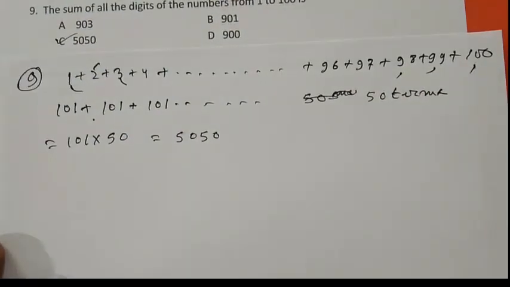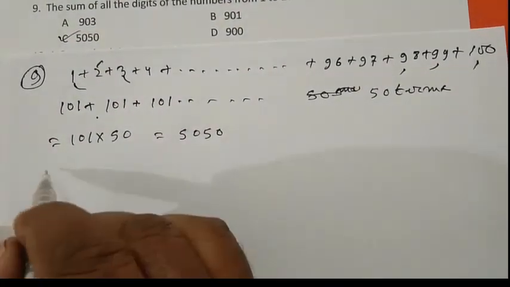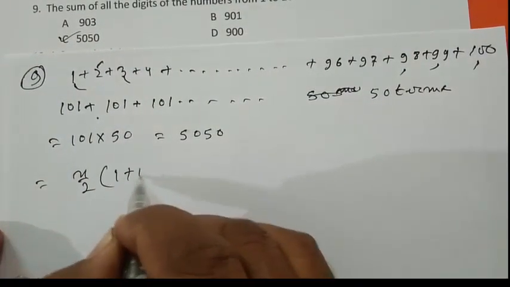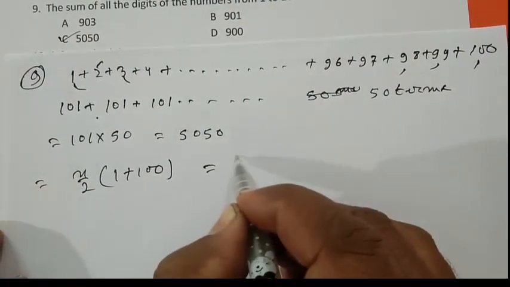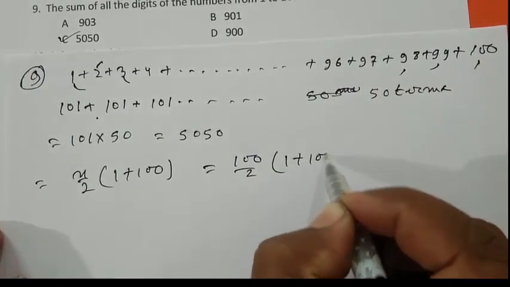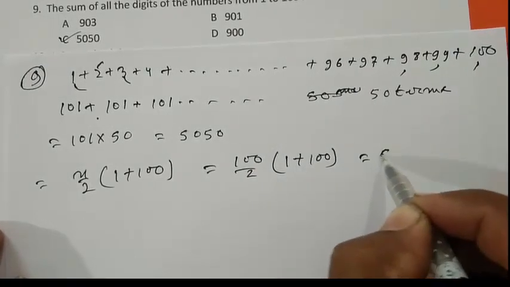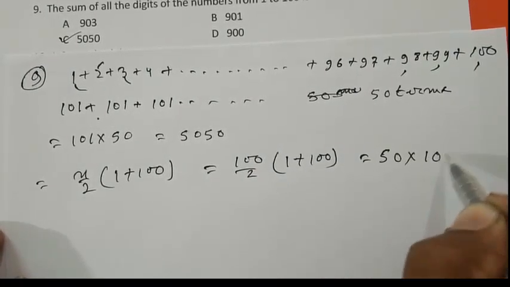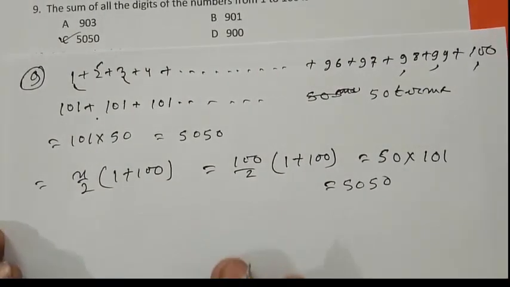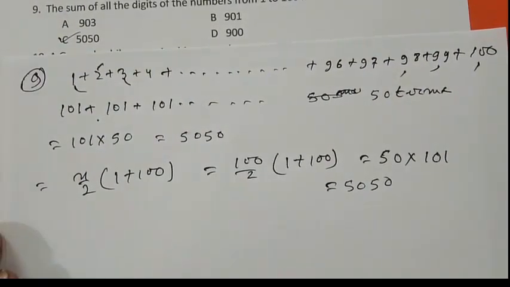We can calculate it another way from the formula. The formula is n by 2 into first plus last. So n is 100, 100 by 2 into 1 plus 100, that is 50 into 101. So the result is the same, 5050. So C is the correct answer.